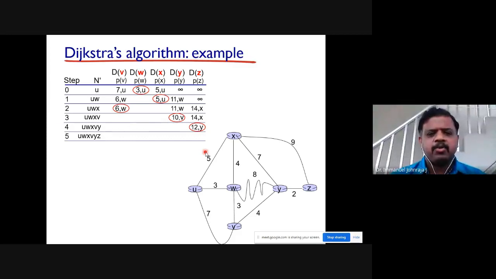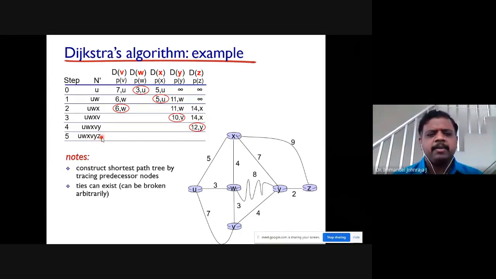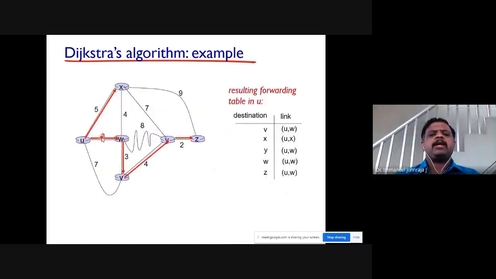Now it says, to go to Z, you have visited every node: U, W, X, V, Y, Z. Now, what do you infer out of it is shown probably here. If a tie exists, you have to break it arbitrarily. That's okay. But this will help you. What do you get out of this Dijkstra shortest path algorithm?